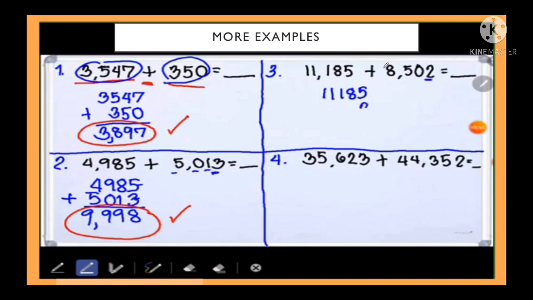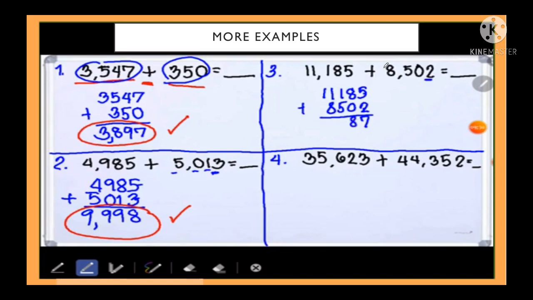So we have 2, 0, 5, and then 8, and then place. Alright, so 5 plus 2. Show me your fingers. What is 5 plus 2? 7. Correct. So we have 7. 8 plus 0. 8 plus 0. 8. Good job.